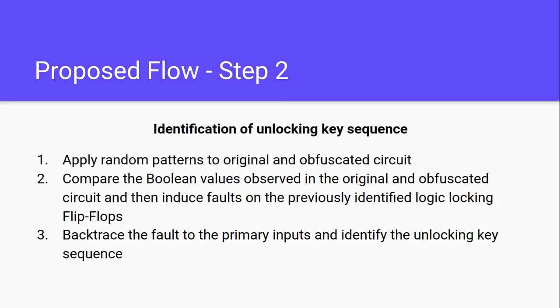Now I move on to the second part, which is the identification of the unlocking key sequence. We use fault analysis attacks to identify the key sequence. We first apply random patterns to the obfuscated and the original circuit and compare the Boolean values observed in both of them. We next induce faults on the previously identified logic locking flip-flops and backtrace these faults to the primary inputs. Thus, we are able to use SAT solvers again to identify the unlocking key sequence and thereby break the logic locking scheme.